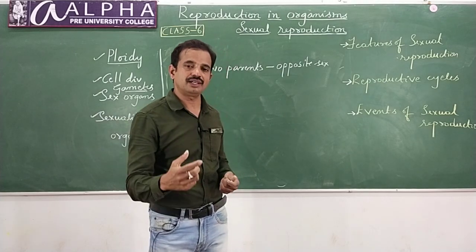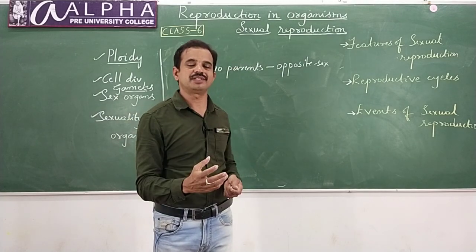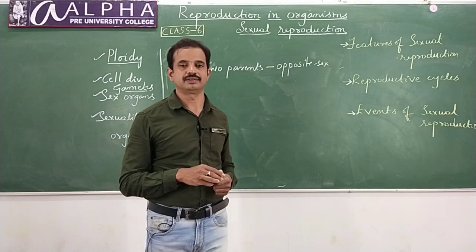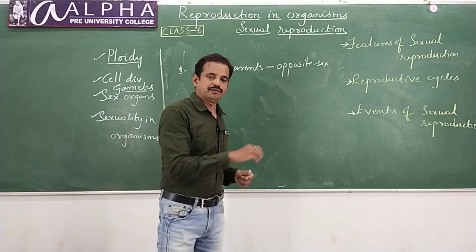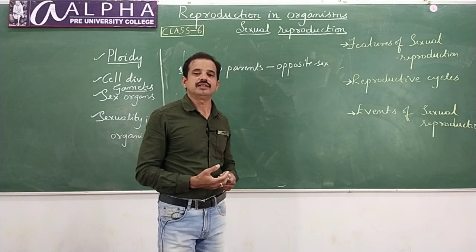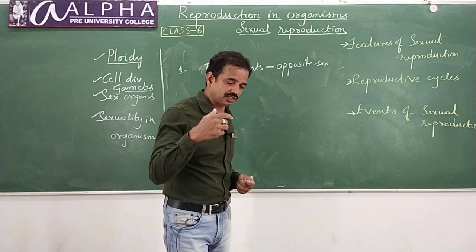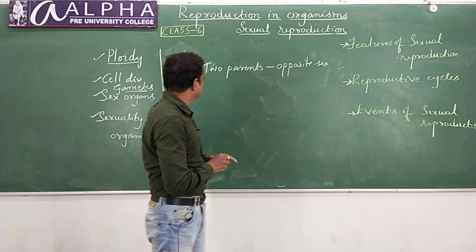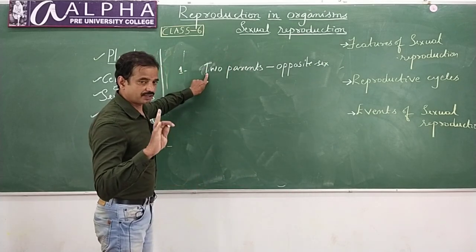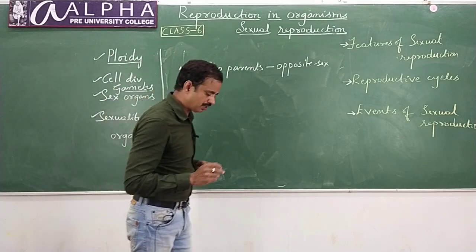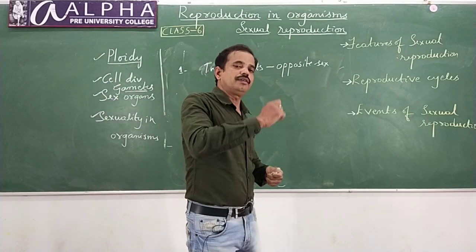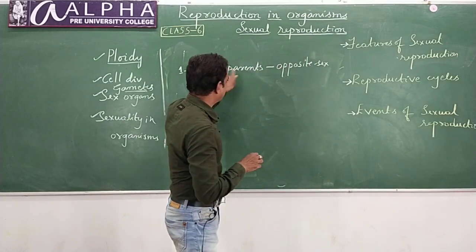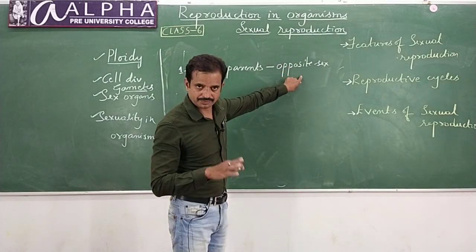The male individual is the individual of a species which has testes and produces sperm, in case of animals. And a female individual in case of animals is an individual which has the ovary and which produces the ova. Okay, the definition for sexual reproduction: sexual reproduction is the process of reproduction which involves two parents of opposite sex, right?